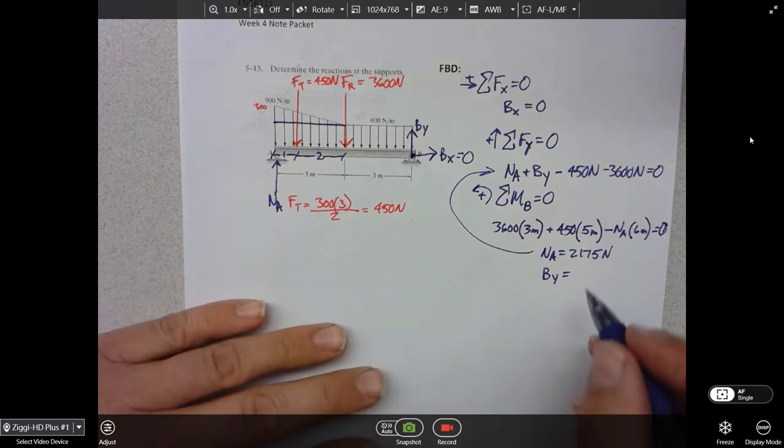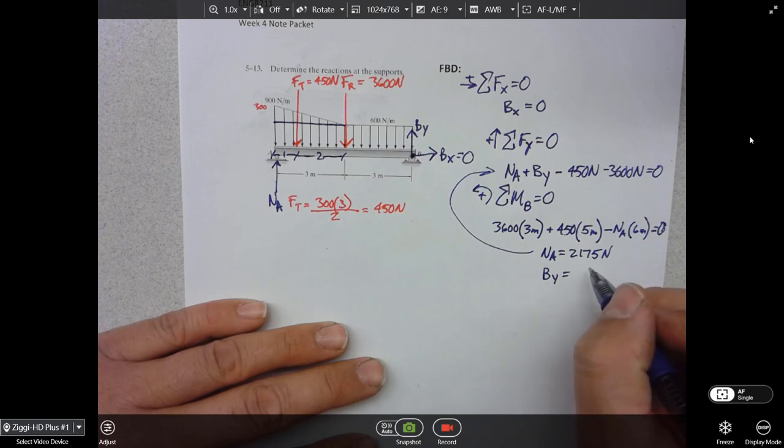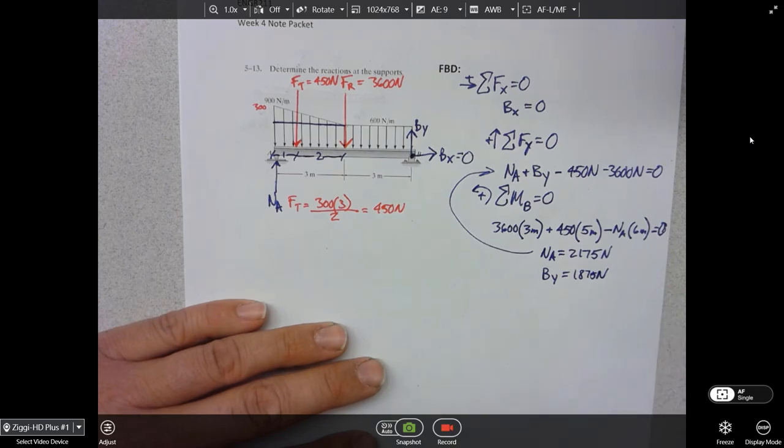Anyone get a value for BY? 1875 newtons. Well, you add the 450 and 3600 and then subtract the normal force. It should be positive. Okay. Uh-oh. The feet got you. All right. Feet got me, yeah.